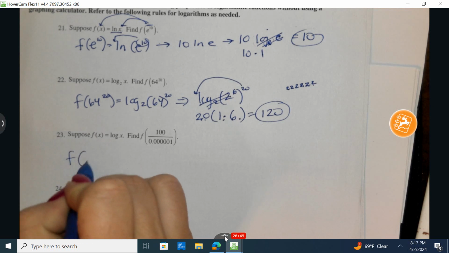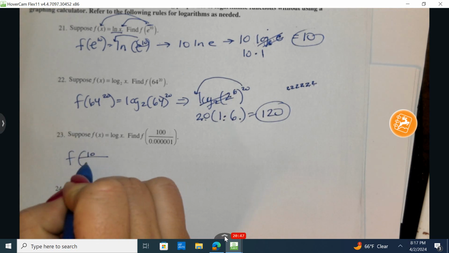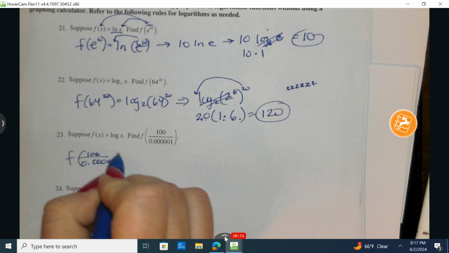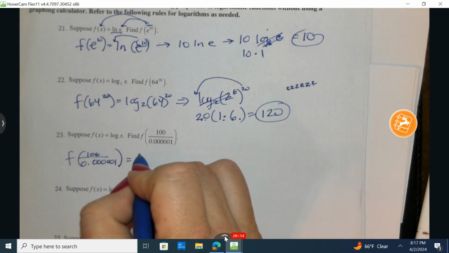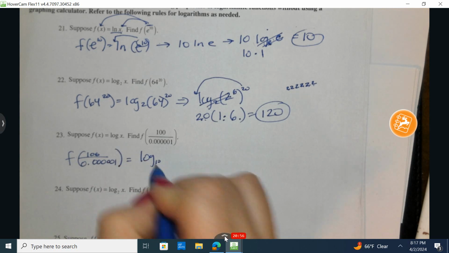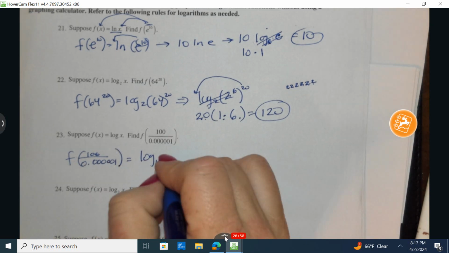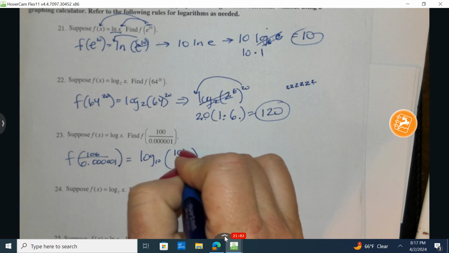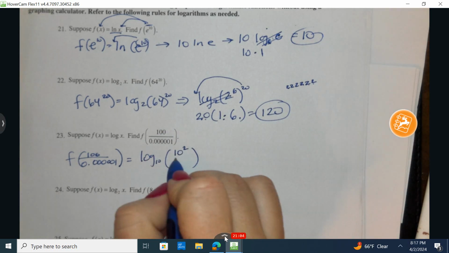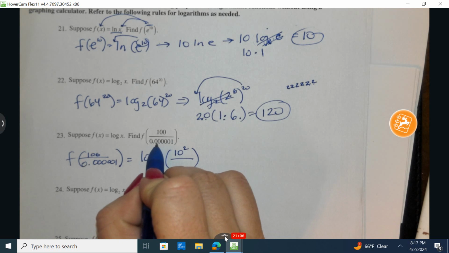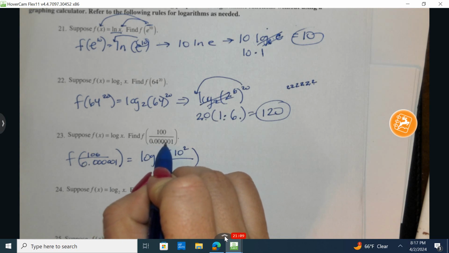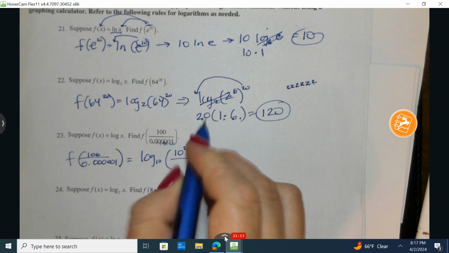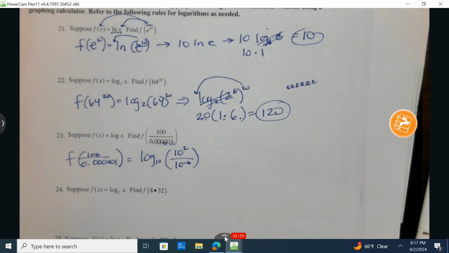We have f of 100 over 0.000001. So log, now I don't see a base, remember it's base 10. It's base 10. So I'm going to rewrite this right away as 10 squared. That's the same as 100. And now this is going to be 1, 2, 3, 4, 5, 6. Let's make sure I'm right. 1, 2, 3, 4, 5, 6. 10 to the negative 6.